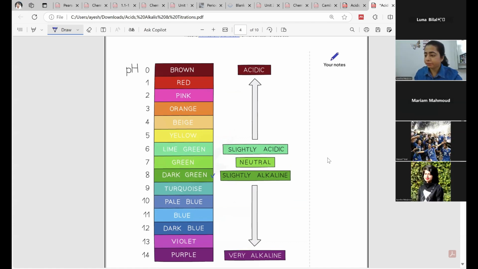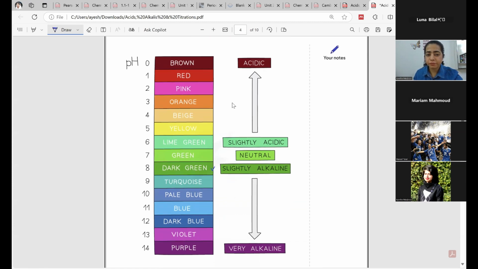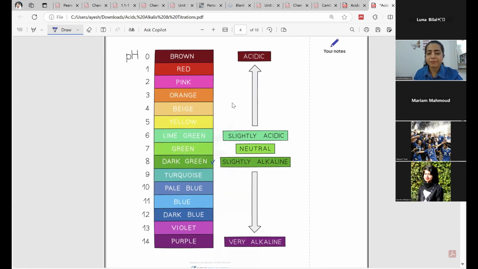Yes, Luna. Why is pink considered as acidic, not like alkaline? Because it's closer to the colors violet and purple. Do you get what I mean? Basically, it is getting lighter. So it will be red, then a little pink, then orange this way. Here it is getting darker, from dark blue to dark blue, then violet.